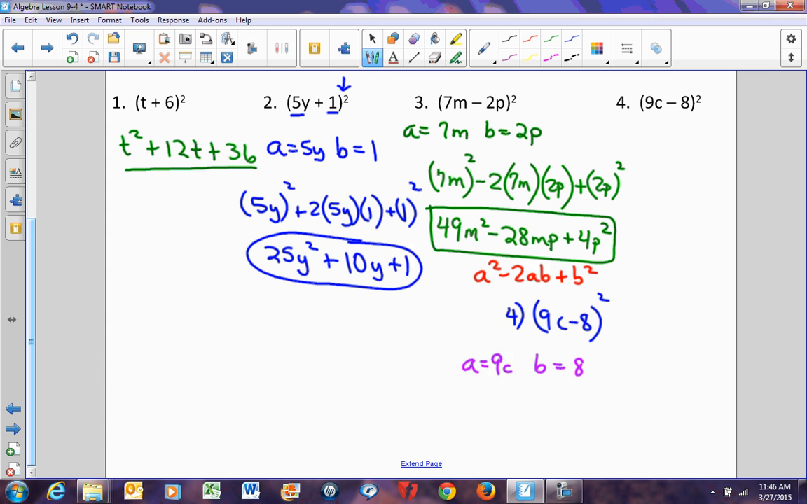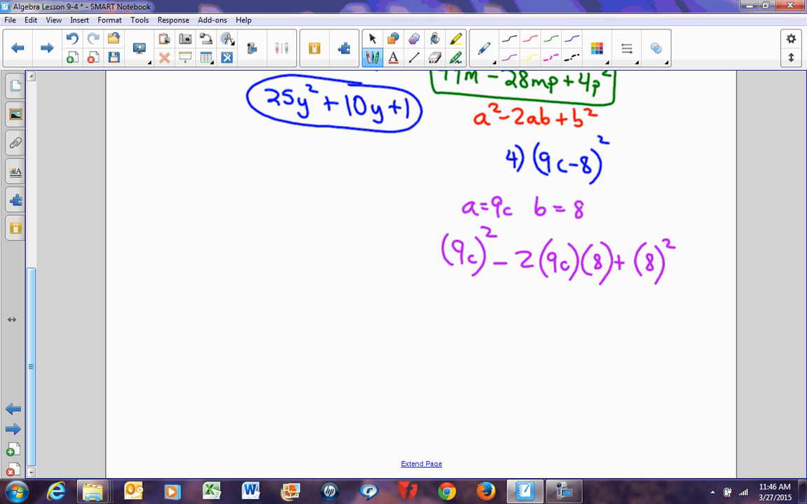So I'm simply going to follow the formula. It says to take a and square it. So 9c quantity squared. And it says minus 2 times my a term, which is 9c, times my b term, which is 8, plus my b term, which is 8, and square it. So multiply that out. 9c quantity squared is 81c squared. Okay, 9 times 8 is 72. 72 times 2 is 144. So I have 144c plus 8 squared is 64.